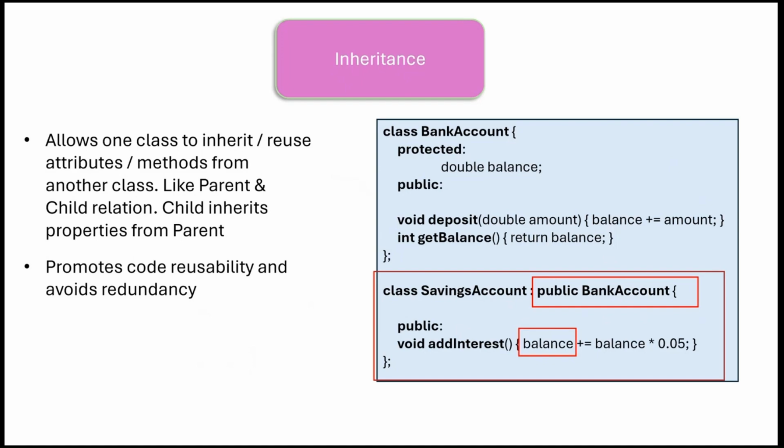And because of the inheritance, which provides you the parent-child relationship, the properties of this general bank account are getting inherited to the child account, which is a savings account type, right? So bank account is a parent class, and savings account, which is inherited or extended, is a child account, right?